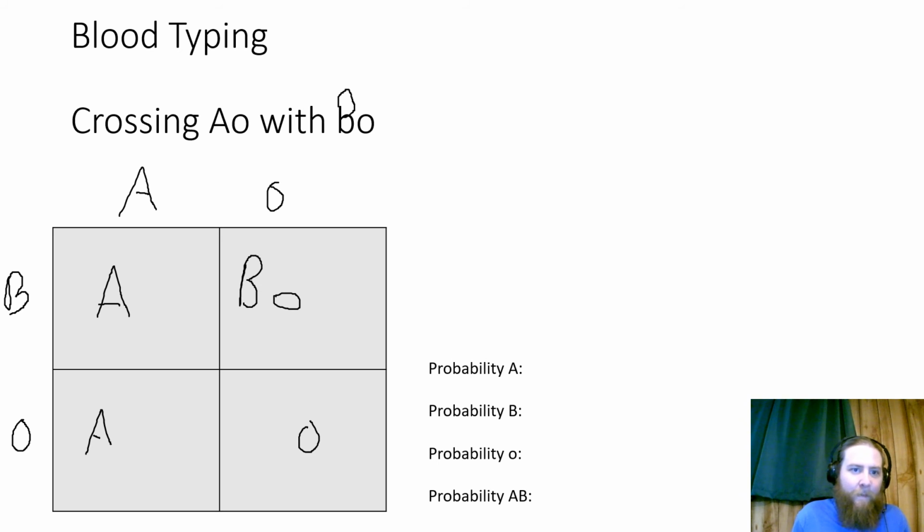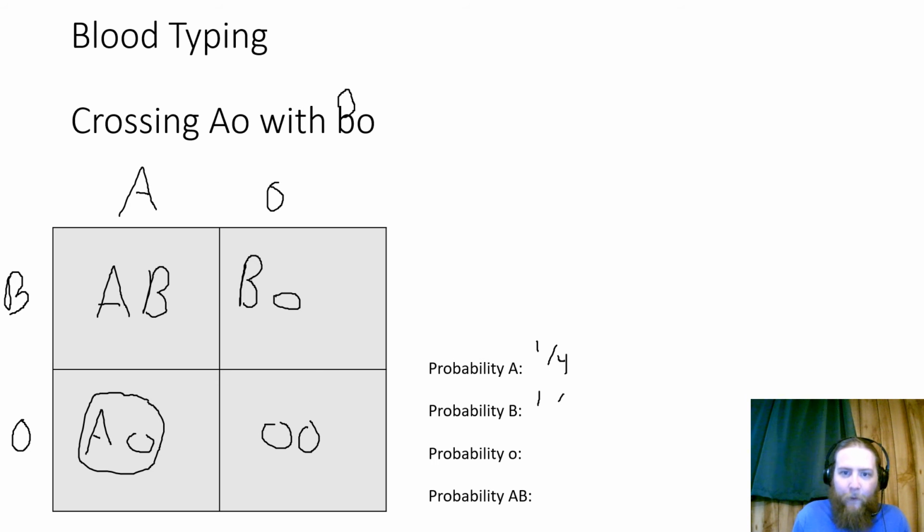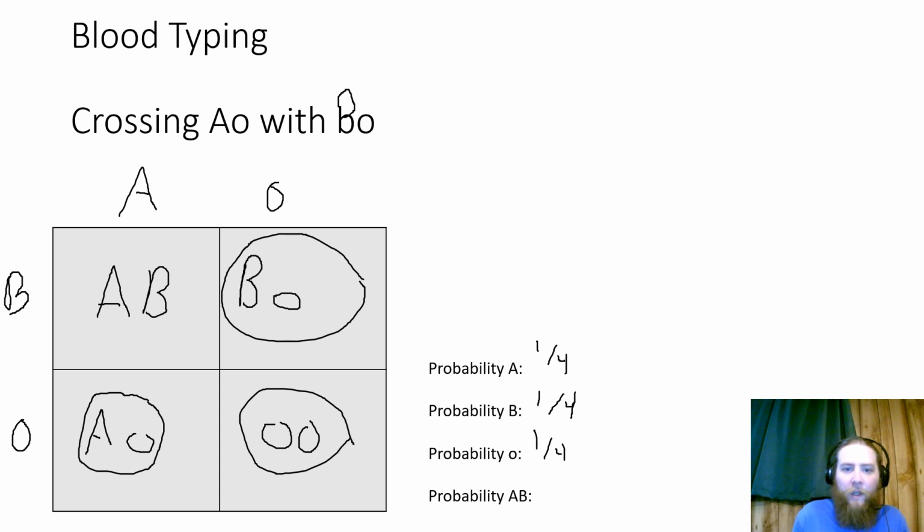Big B, getting moved across. Little O, getting moved across. And now we have all 4 blood types. We have 1 out of 4 A here. 1 out of 4 B here, because remember, B is dominant over O. We have 1 out of 4 O down here. And we have 1 out of 4 AB, which is the most rare blood type. AB is codominant, so we see both of those.